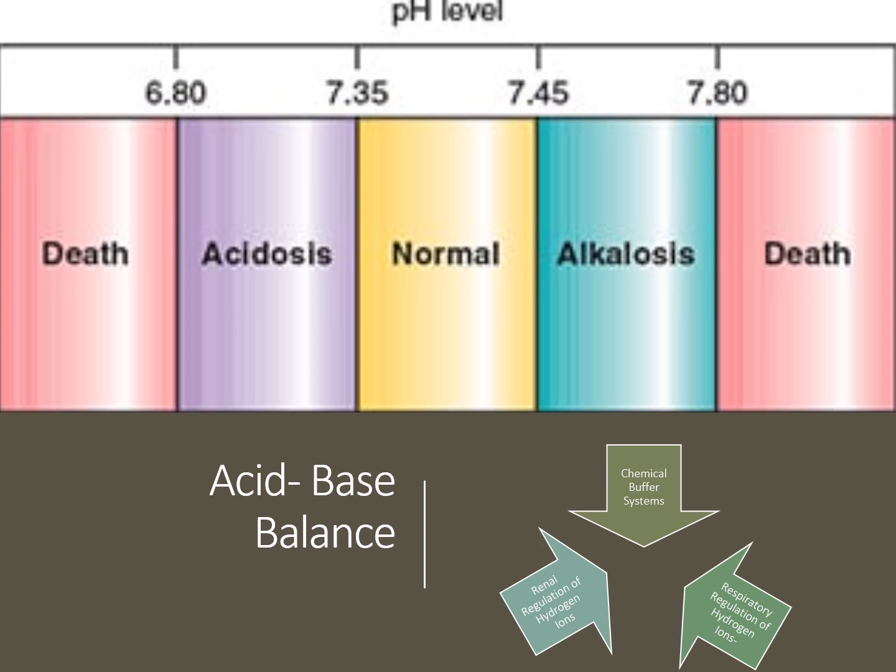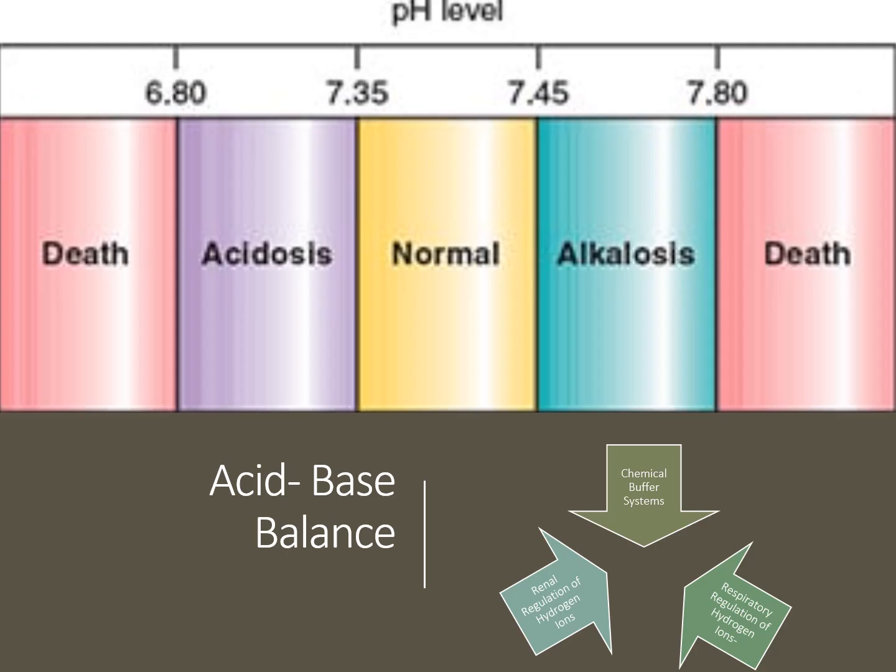The next concept related to acid and base balance is the pH scale. The pH measures the concentration of hydrogen ions in a solution. The scale ranges from 1 to 14. 7 is neutral, and the example is pure water. Below 7 is acidic. Above 7 is alkaline. Normal blood pH ranges from 7.35 to 7.45, which is slightly alkaline.